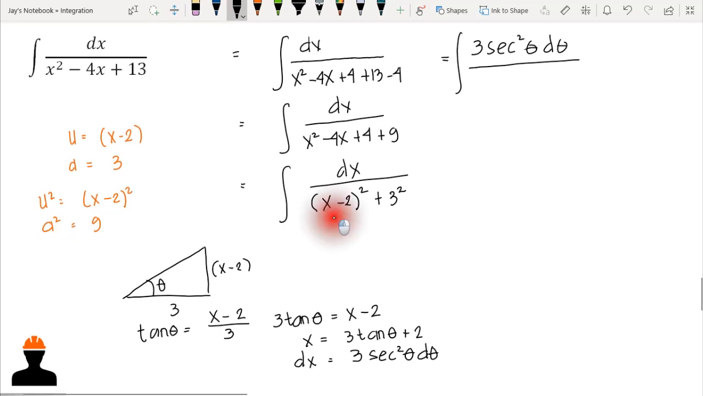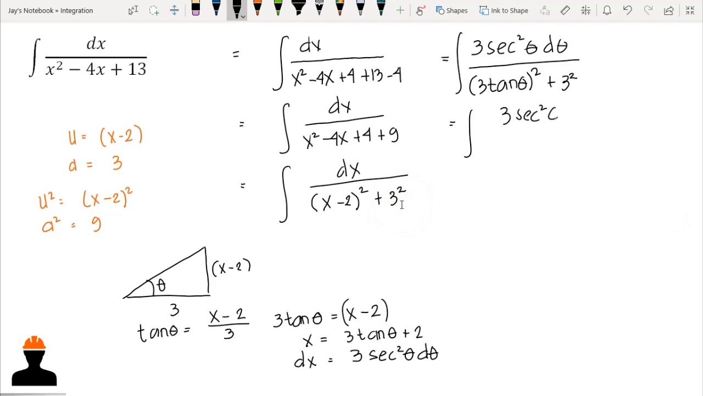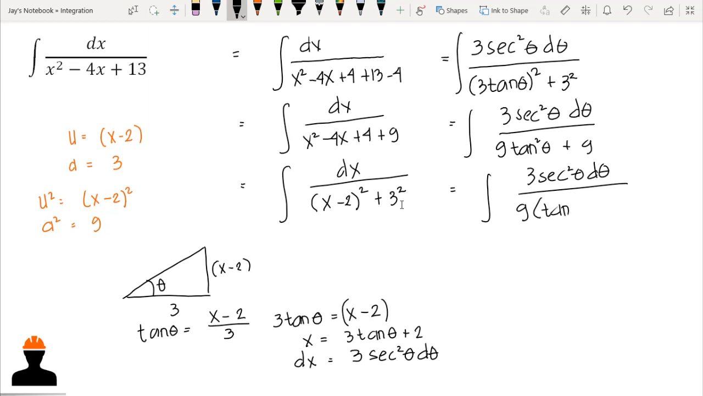over x minus 2 here, and we know that x minus 2 is equal to 3 tangent theta, correct? And we have raised to 2, so that is 3 tangent theta squared, plus this one is 3 squared. So we further evaluate this. We have the integration of 3 secant squared theta d theta over 9 tangent squared theta plus 9, of course. And then take note, in the denominator we can factor out 9. So we have 9 times tangent squared theta plus 1.